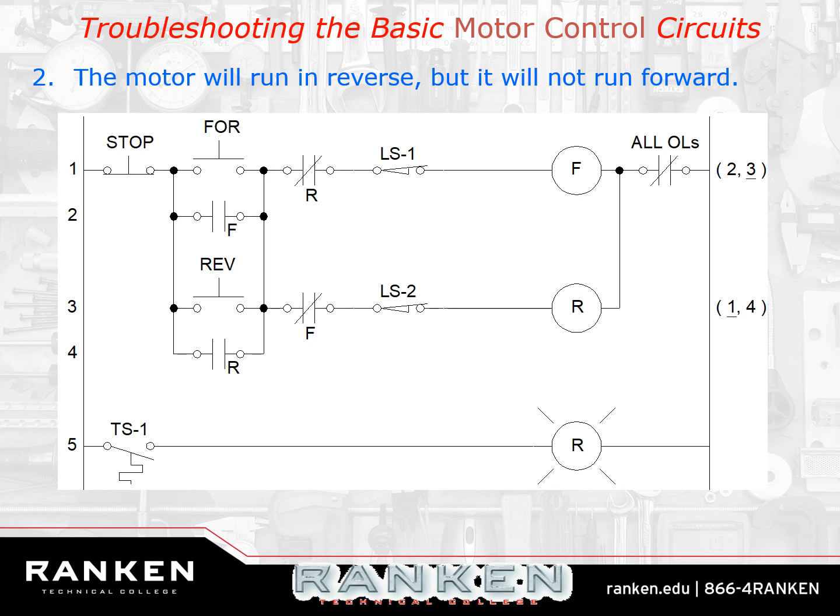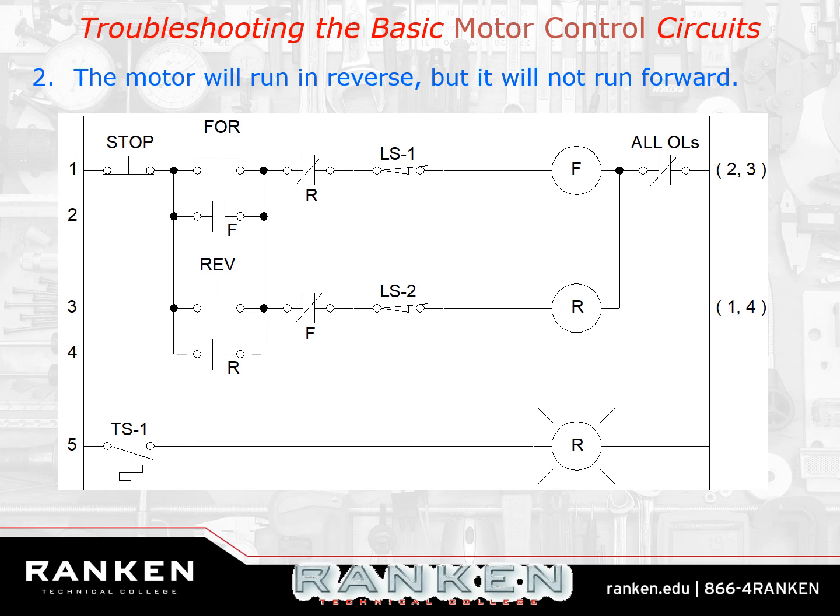The motor will run in reverse, but not in forward. What do you guys think it is? So forward will work. Or wait, reverse will work, forward won't. What could it be? There's only a couple things, right? The forward button, or the forward limit switch, LS1, or the normally closed contact on the reverse start. There's only really three things.